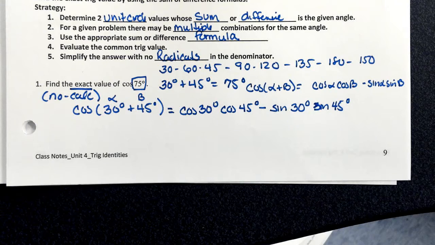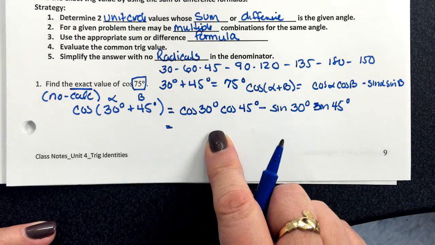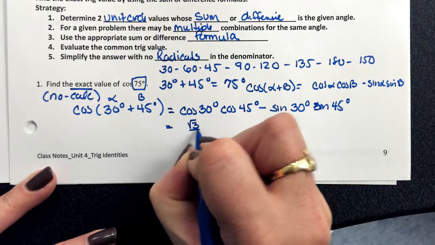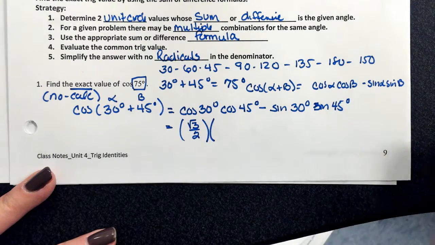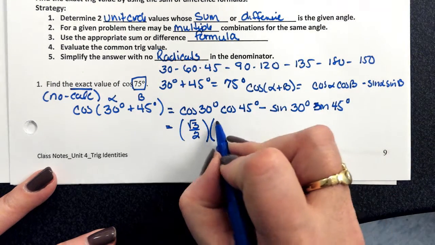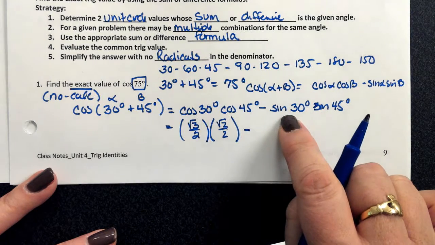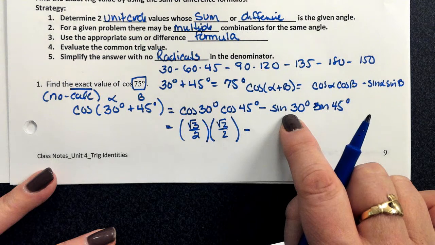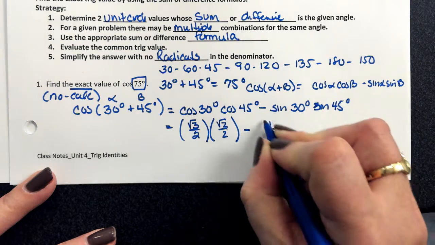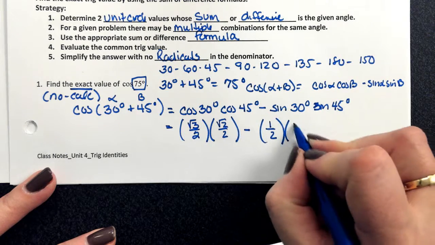So now this is where you have to remember your unit circle. What is the cosine of 30 degrees? The cosine of 30 degrees from your unit circle is the square root 3 over 2. Times, what is the cosine of 45 degrees? Square root 2 over 2. Minus sine of 30 degrees. So again, the y-coordinate at 30 degrees is going to be 1/2. Times the sine of 45 degrees, which is what? Square root 2 over 2.